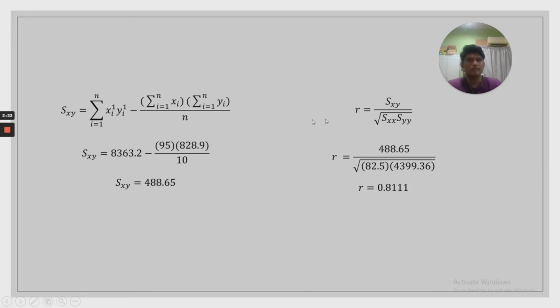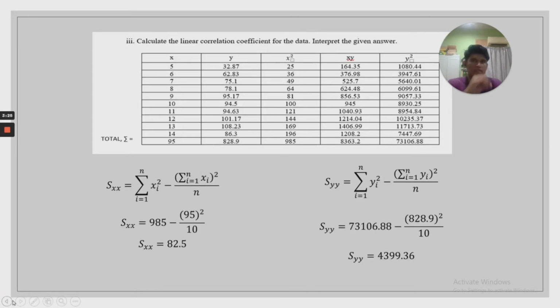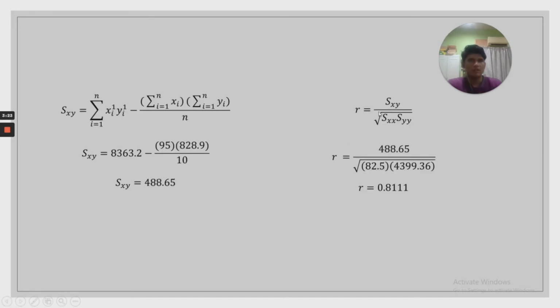So you can put it all into your formula. The formula for the correlation coefficient is r equal to Sxy, that is 488.65, divided by the square root of 82.5 multiplied by 4389.36. So the answer for the correlation coefficient is 0.8111. Okay, so let's go to the next question.